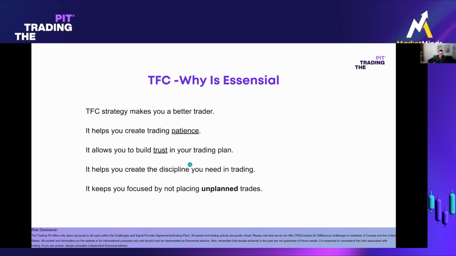It allows you to build trust in your trading plan because you have the rules, guys. You do A, B, C. You don't get to a point where you think, oh my God, what am I going to do now? What is going on? You're going to have rules to follow. And it helps, of course, with the discipline you need in trading. And the most important, guys, it helps you stay focused only on trades you planned. Or in other words, it keeps you focused by not placing unplanned trades. We want to plan every single trade we make. And some of you may wonder, oh my God, every single trade? Yes, guys, every single trade needs to be planned. Okay.